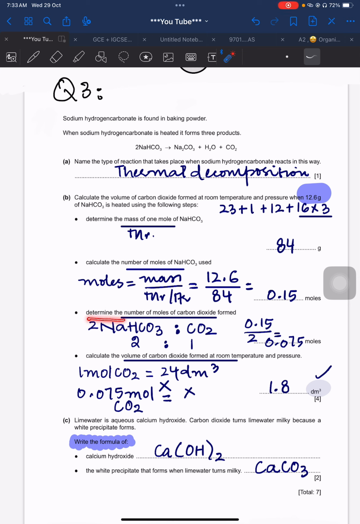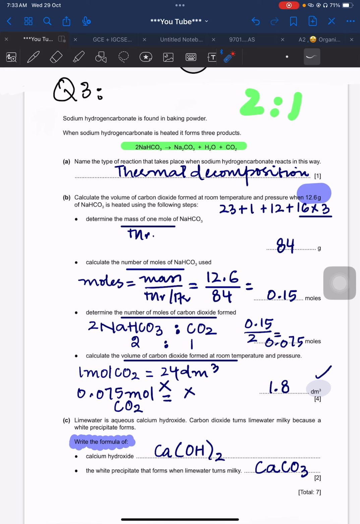Now the next point is to determine the number of moles of carbon dioxide formed. Guys, can you look at this equation? I am just highlighting it. This equation is telling you that 2 moles of NaHCO3 gives you 1 mole of carbon dioxide. So it is a 2 to 1 ratio. We are going to divide these moles by 2 to calculate the moles of carbon dioxide. So 0.15 divided by 2 gives you 0.075 moles of carbon dioxide.